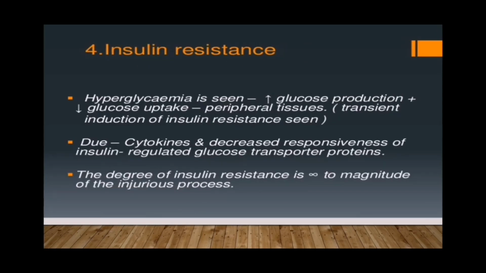Insulin resistance also occurs, and hyperglycemia is seen. Hyperglycemia increases glucose production plus decreases glucose uptake in peripheral tissue. Transient insulin resistance is seen due to cytokines and decreased responsiveness of insulin-regulated glucose transporter proteins. The degree of insulin resistance is proportional to the magnitude of the injurious process.